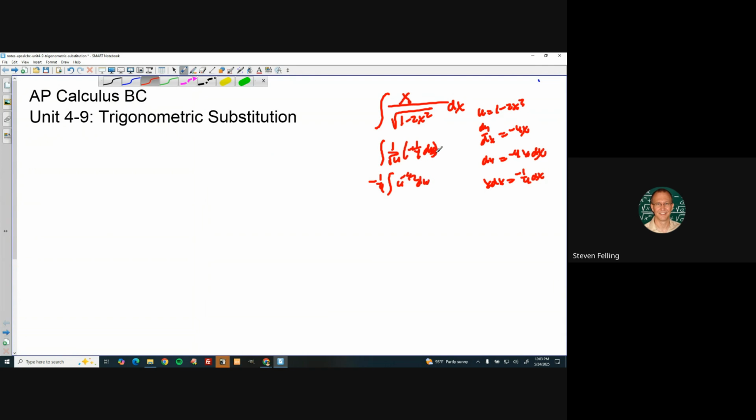So in this case, we don't need to do what we're going to learn today. So if you have a radical in a problem and you can see that u substitution works, always try u substitution first, because that's going to be much easier than the procedure that we learn next.